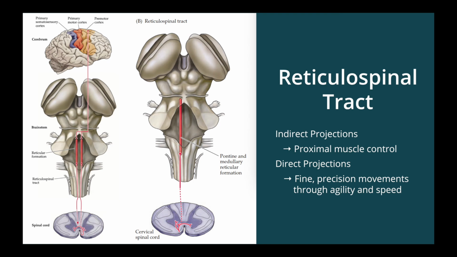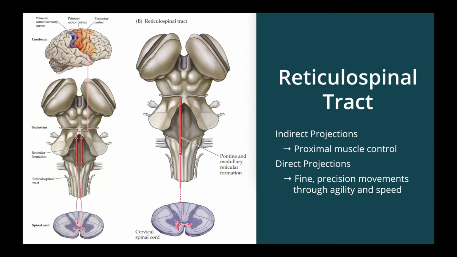On the right, we have the reticular formation pathway, or the reticulospinal tract, going from the spinal cord to the brainstem up to the premotor cortex on the cerebrum. At the area where it says reticular formation, around the middle area, there are the indirect projections and the direct projections going down the motor cortex to the spinal cord.